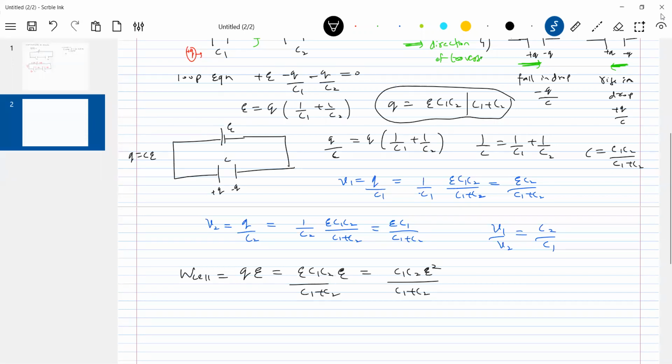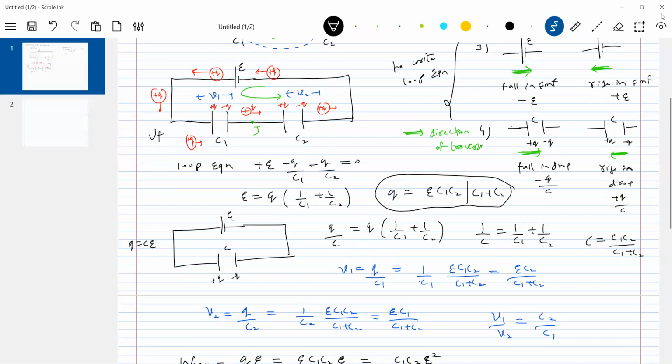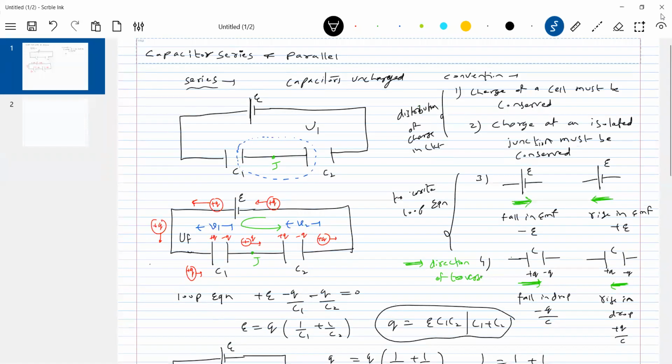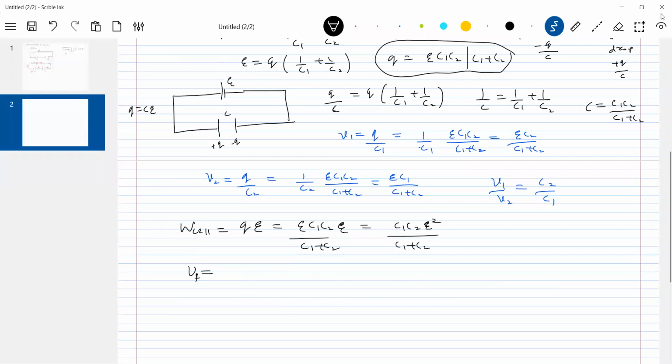And then what about the energy stored in the circuit? Energy stored in the circuit is equal to U final. Initially, there was no charge. What is U initial? U initial will be 0. So the final energy stored in the circuit, I'll write it here, UF. Initial energy, how much? It was 0. There was no energy. So this should be equal to how much? Q square by 2C1, plus Q square by 2C2. Substituting this, we'll get this UF. So the value of Q we have to substitute here.